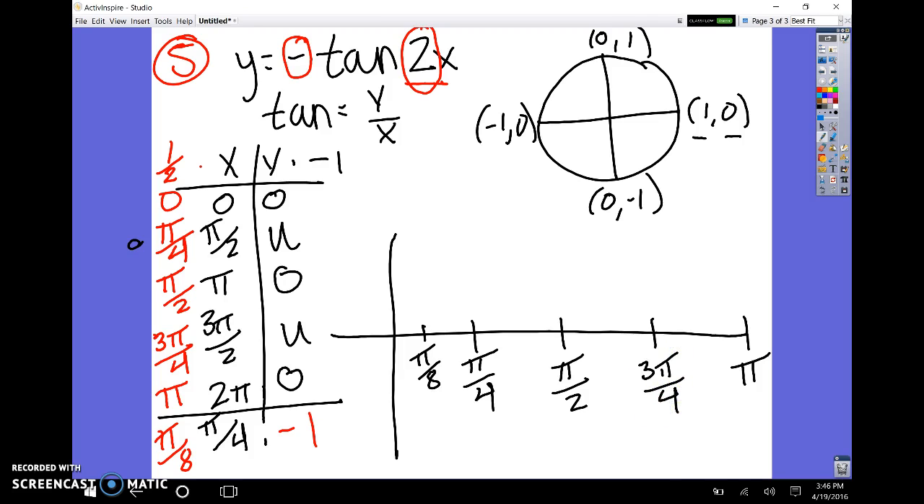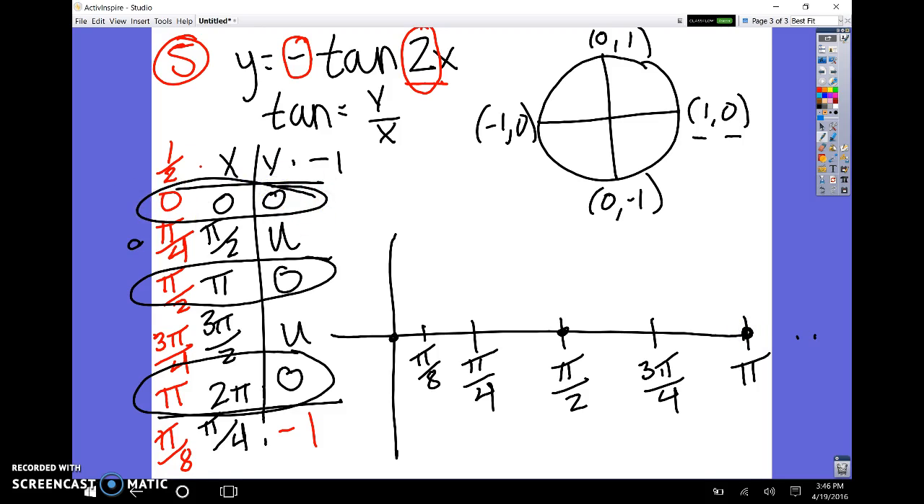Okay, and then pi over 8 is obviously half of pi over 4. So now I want to just, again, plot what I know. So at 0, I have a 0. That hasn't changed. At pi over 2, I also have a 0. I also have a 0 at pi. So, okay, there we go. Those are my 3 zeros.